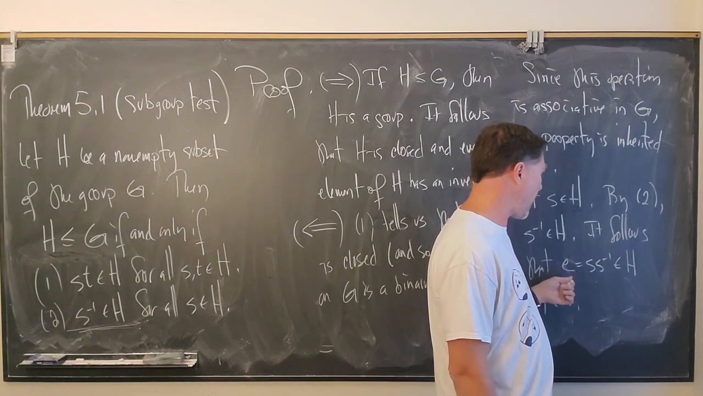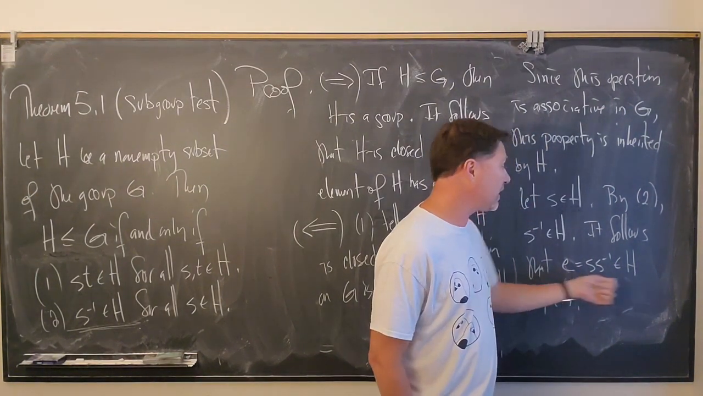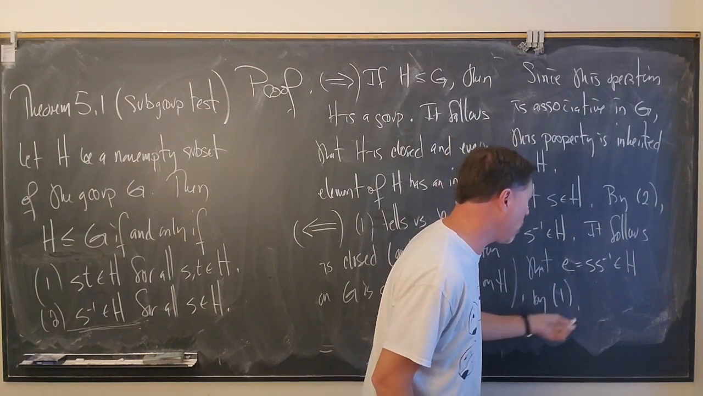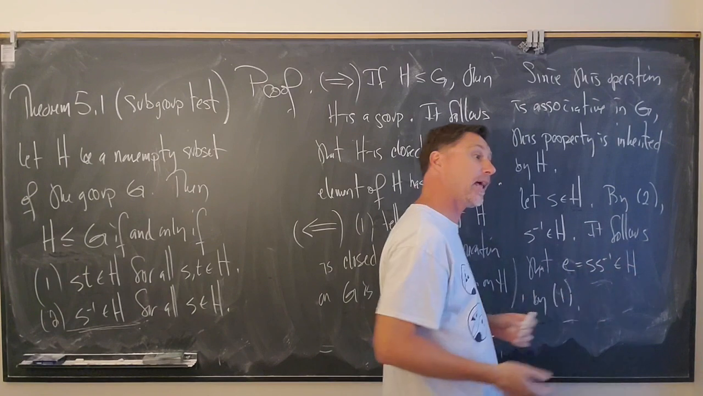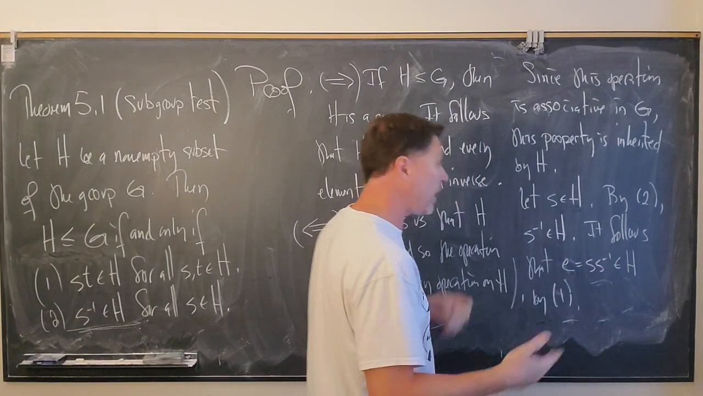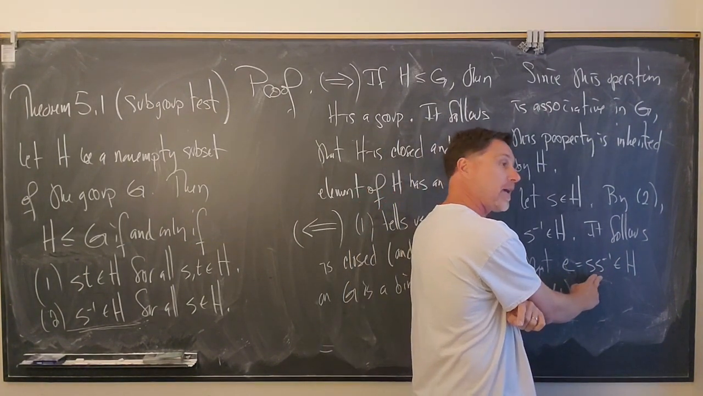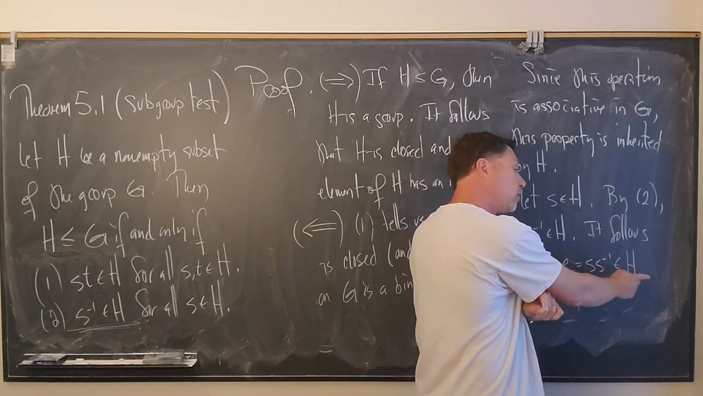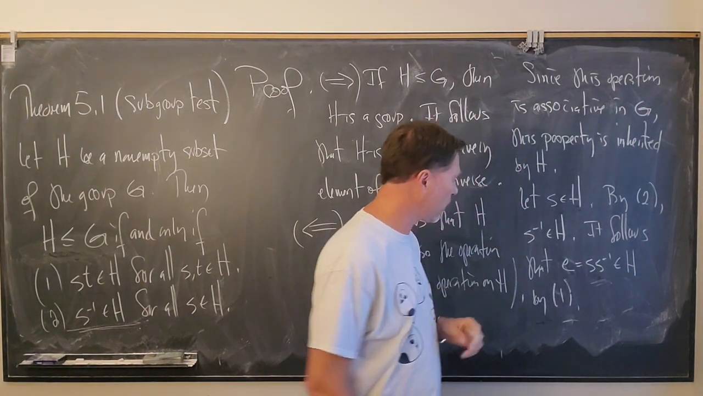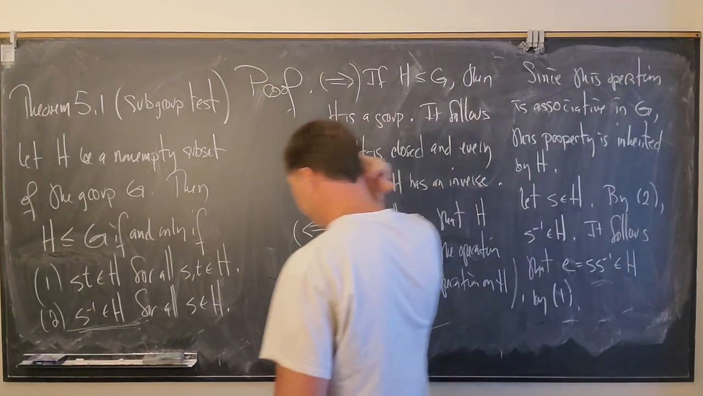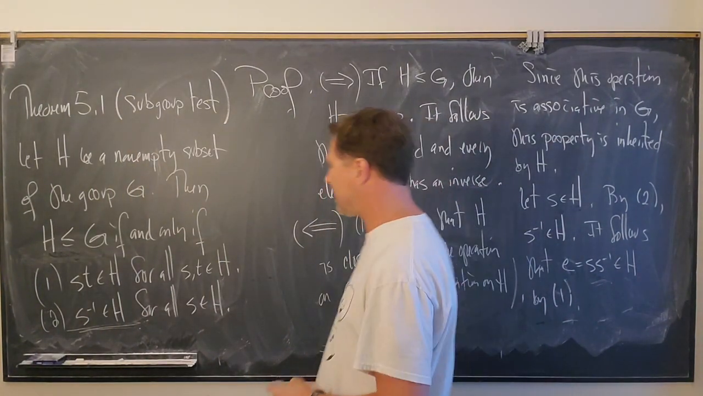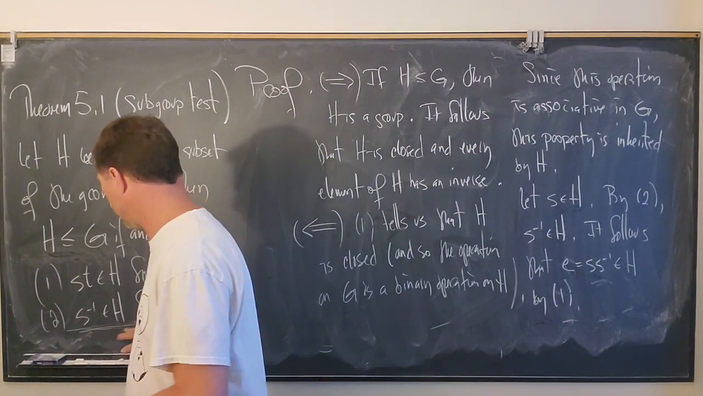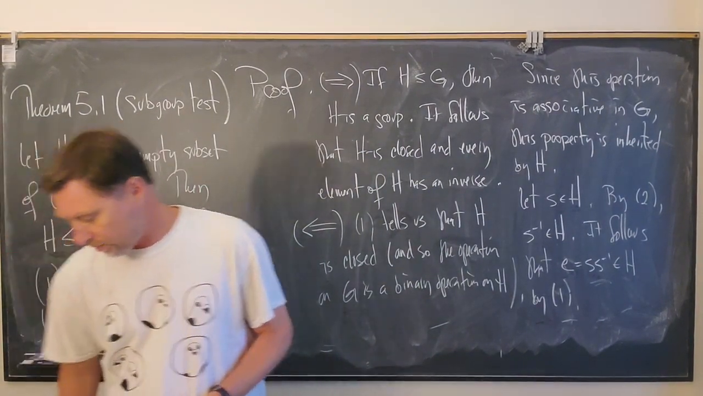And now, how do I know that the identity is in H? Well, by property 1, anytime we multiply two elements of H together, we get an element of H. In particular, if I multiply S times S inverse, I get to conclude that the identity is in H. So that takes care of axiom 2 for groups. And then, of course, property 2 tells us that we have all our inverses.